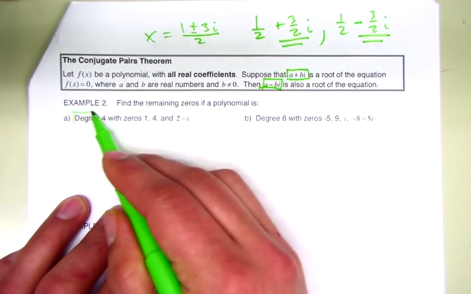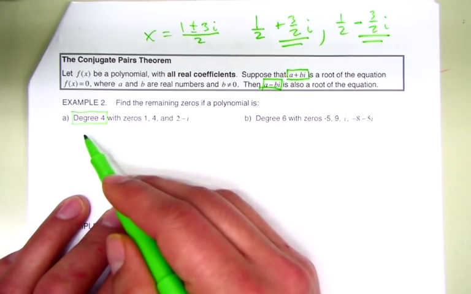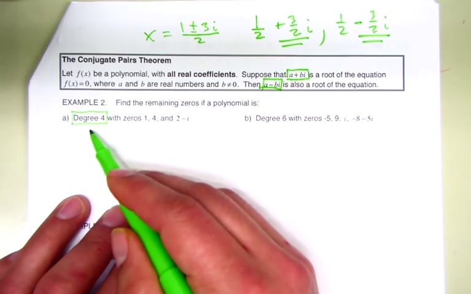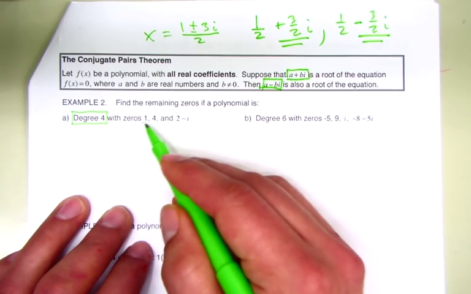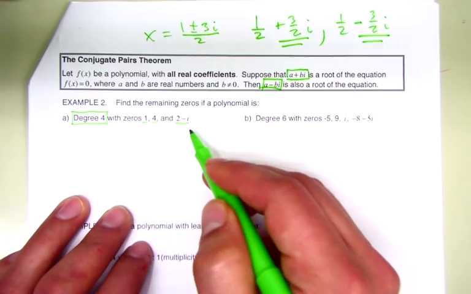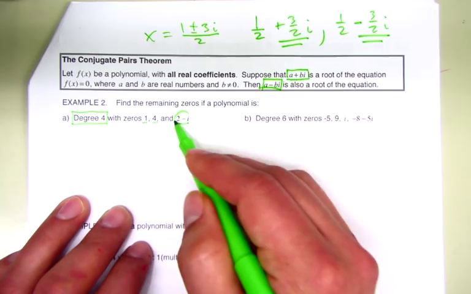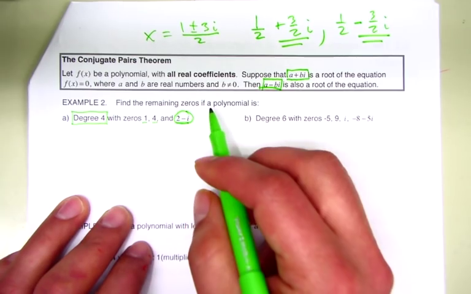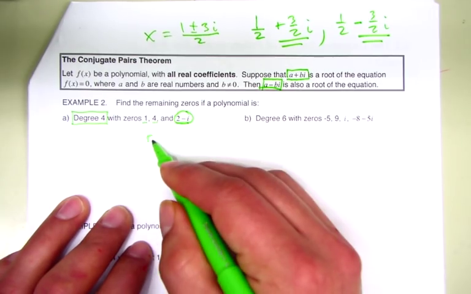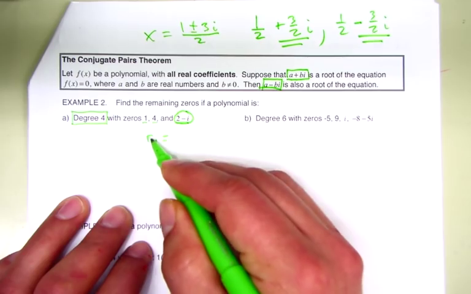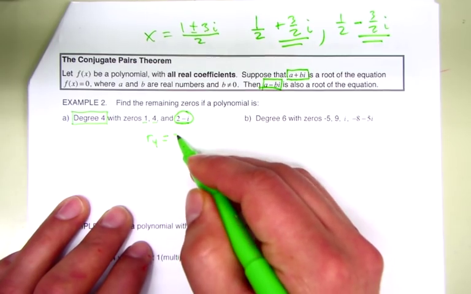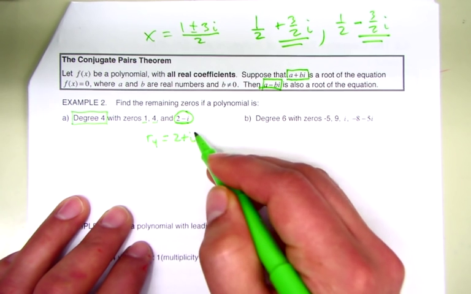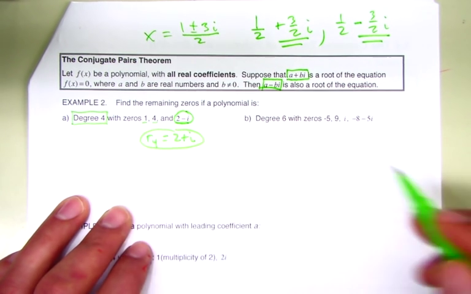Okay, so with degree 4, we can expect, hopefully you remember, at most 4 zeros. Currently they have 1 is a 0, 4 is a 0, and 2 minus i is a 0. That's 3. Well, there is a fourth, because automatically, if 2 minus i is a 0, the fourth root, I'm going to call it r sub 4, would be the conjugate of 2 minus i. So that would be 2 plus i. Okay?